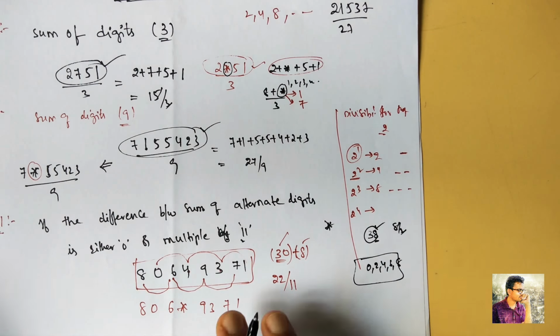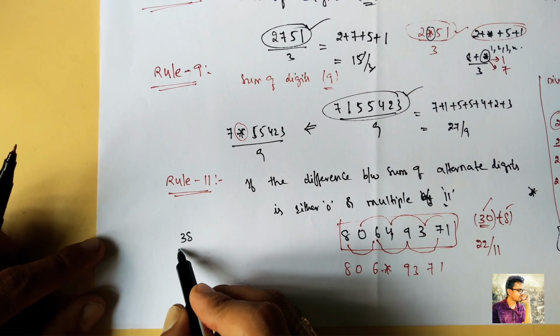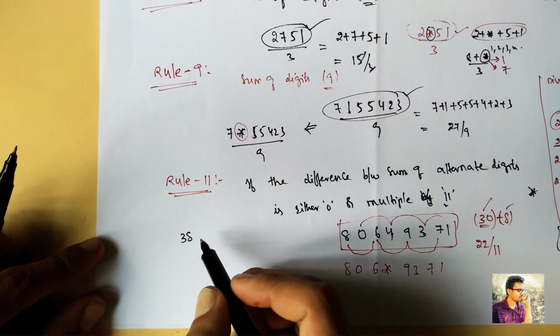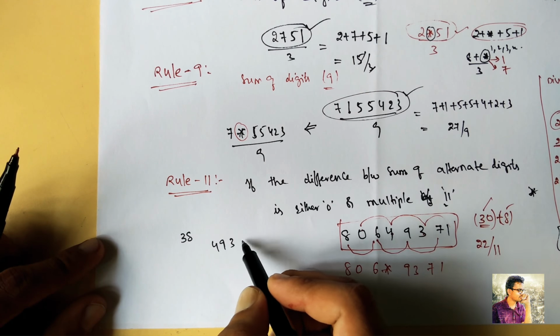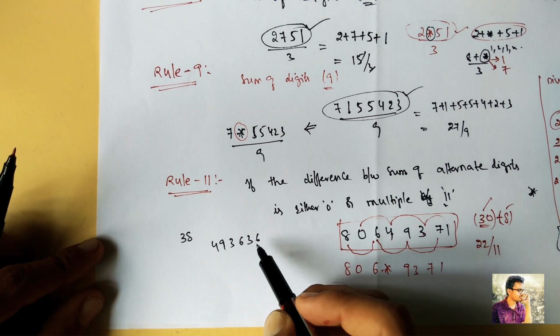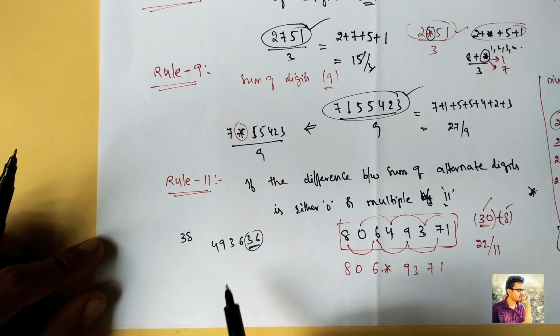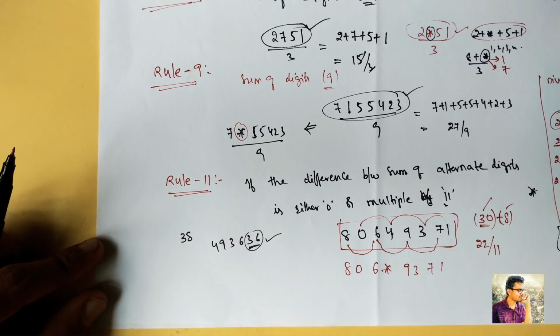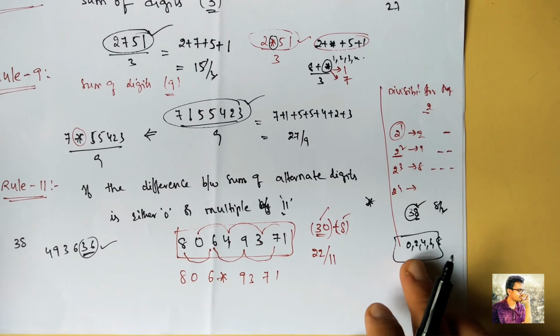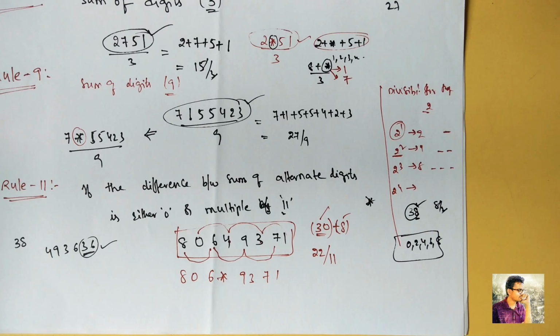To check whether a number is divisible by 4 or not, let me take a bunch of digits, that is 4, 9, 6, 3, 3, 6. To check whether this number is divisible by 4 or not, you should check the last 2 digits. 36 is divisible by 4, so obviously this number will be divisible by 4. In the same way, to check whether the number is divisible by 8, you should check whether the last 3 digits are divisible by 8 or not.